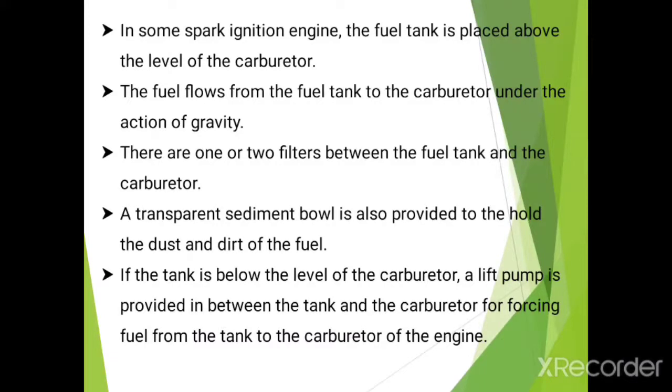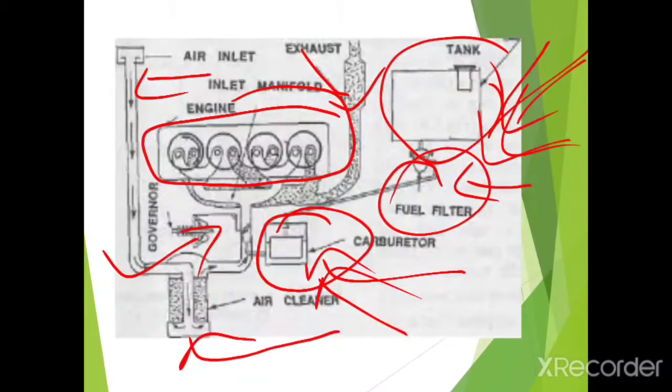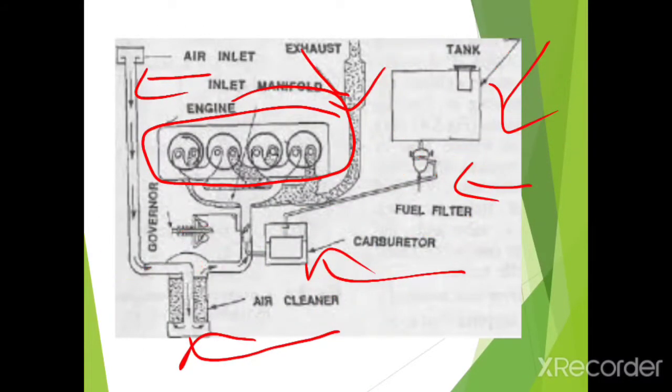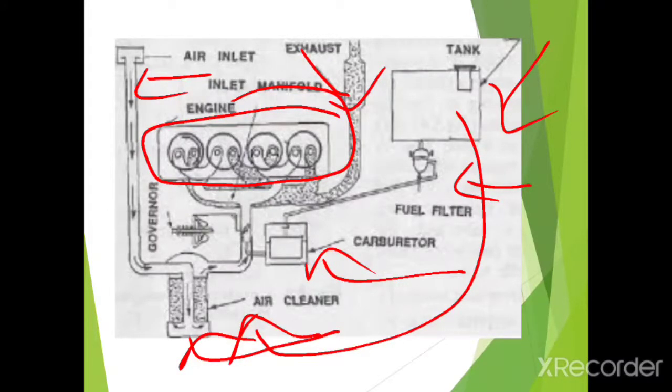There are two stages of filtering. In the first stage there is the simple filter, after that there is the sediment bowl also. Then if the tank is below the level of the carburetor, a lift pump is used. In some cases the fuel tank is placed below the level of the carburetor, and in this case the fuel lift pump is used for lifting the fuel.